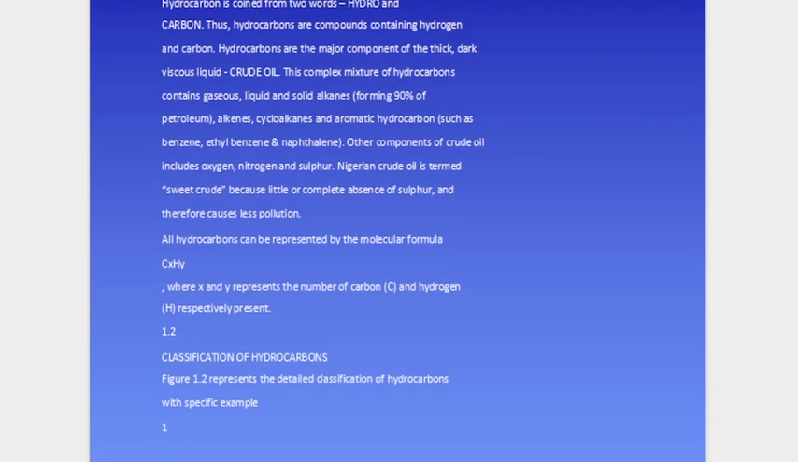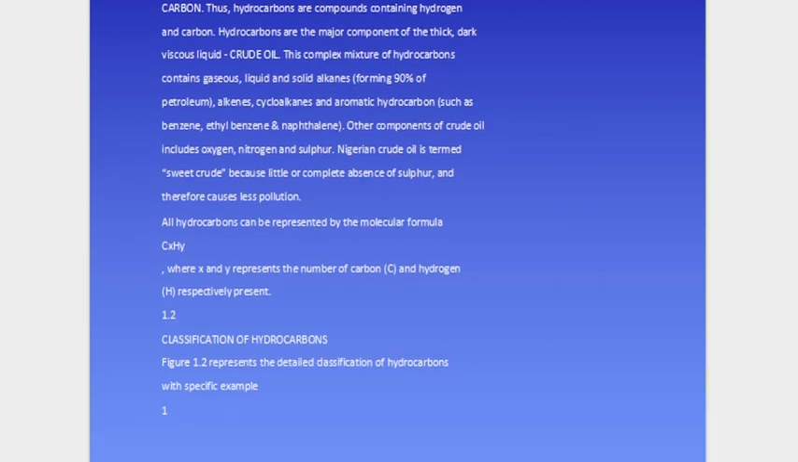Even if it is present, it occurs in little amount. Because of this, you find out that there will be less pollution in the production or extraction of Nigerian crude. All hydrocarbons can be represented by the molecular formula CxHy, where x and y represent the number of carbon and hydrogen atoms respectively. So let's get into this.